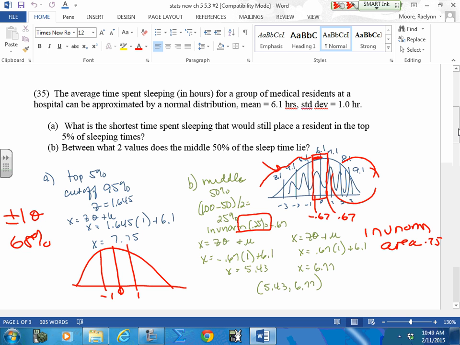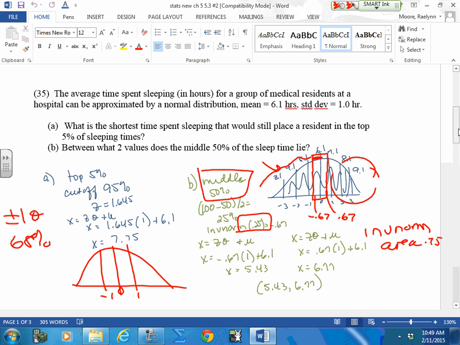Wait, say that again. What was negative? Other problems, when they ask you for the area in the middle, you did the opposite. This one's reversed. The other one, when it said what percentage is in the middle, you found your z-scores, you subtracted your areas. This one wants to know the corresponding x values for that area in the middle. But what's key here is this, middle 50%. That means you're symmetric about the mean.